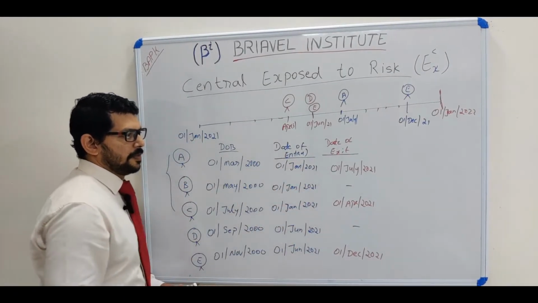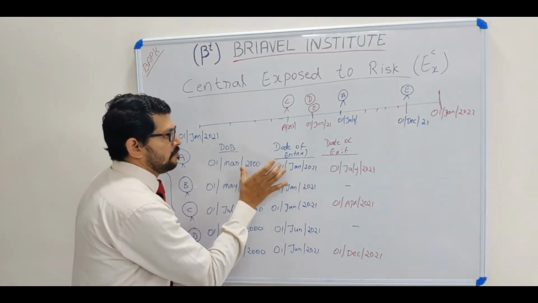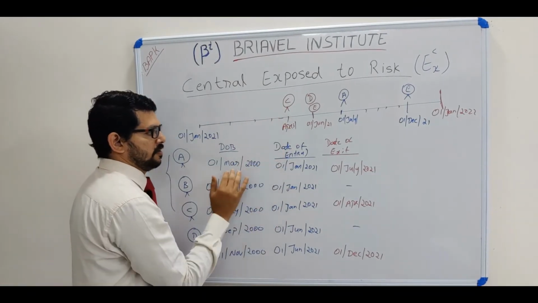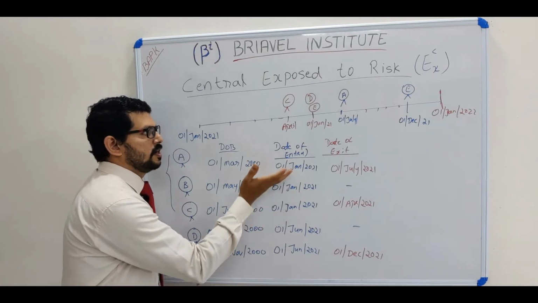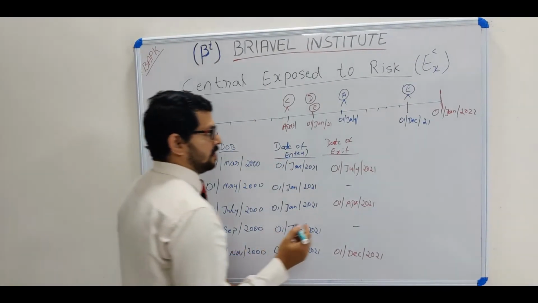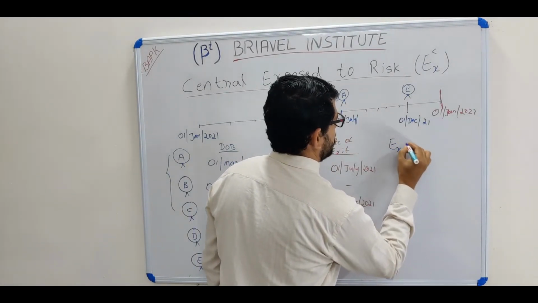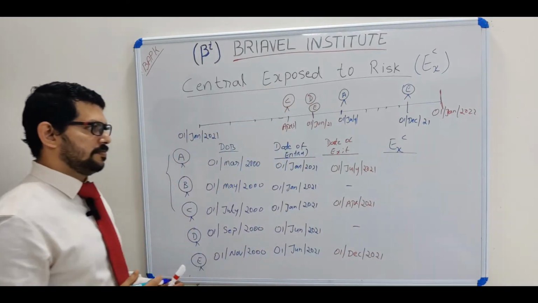So these are the data, and we are calculating how much time each member spent in the observation. It is very easy to calculate because their date of entry is there and date of exit is there. So how much time they spent in the observation period, that we will call EXC, central exposed to risk.